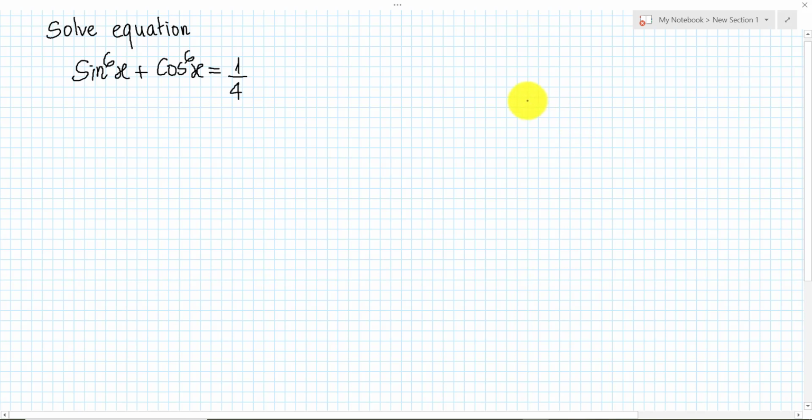Hello everyone. Today I have one exercise on screen. Solve the equation sin^6(x) + cos^6(x) = 1/4.